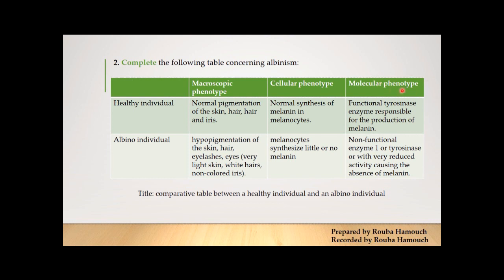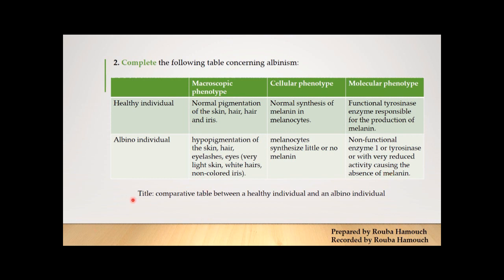For the molecular phenotype, the molecular phenotype is related to the absence or the presence of a certain protein, certain enzyme, or certain hormone. In our case, a healthy individual has a functional tyrosinase enzyme, which is responsible for the production of a normal melanin. Whereas an albino individual has either a non-functional enzyme 1 or a non-functional tyrosinase enzyme or a tyrosinase enzyme having very reduced activity, which will cause the absence of melanin.